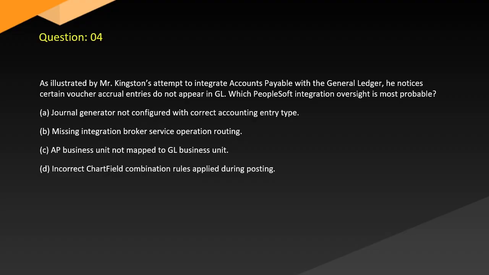Question 4. As illustrated by Mr. Kingston's attempt to integrate accounts payable with the general ledger, he notices certain voucher accrual entries do not appear in GL. Which PeopleSoft integration oversight is most probable? A. Journal generator not configured with correct accounting entry type. B. Missing integration broker service operation routing. C. App business unit not mapped to GL business unit. D. Incorrect chart field combination rules applied during posting.